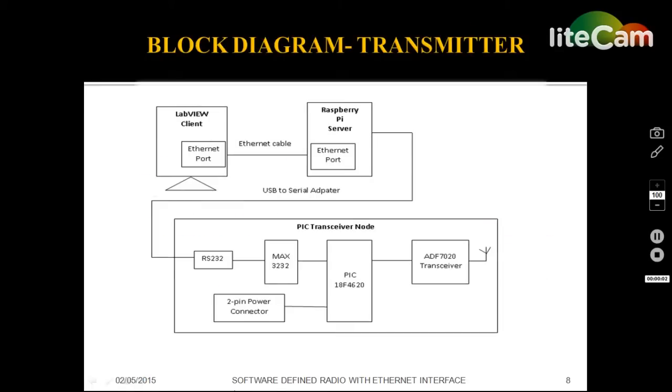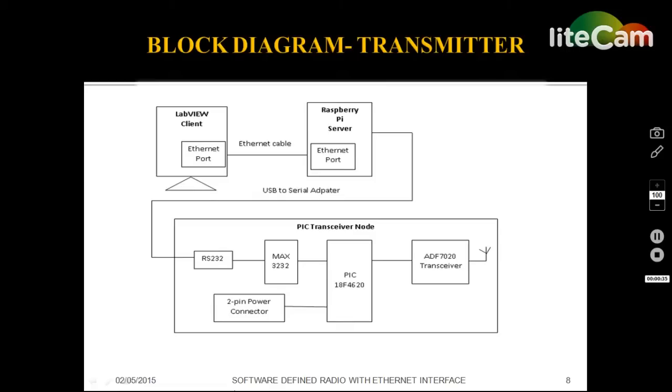Next is block diagram for transmitter section. We have three blocks here: LabVIEW client, Raspberry Pi server, PIC transceiver node. LabVIEW client has a GUI to set the parameters for the transmitter section, and Ethernet port of the LabVIEW client is connected to the Raspberry Pi server using Ethernet cable. Raspberry Pi server board has a serial communication with the PIC transceiver node. It is realized using a USB to serial adapter.